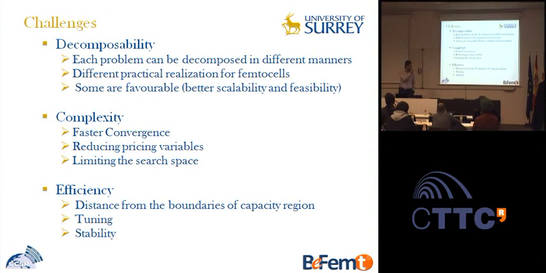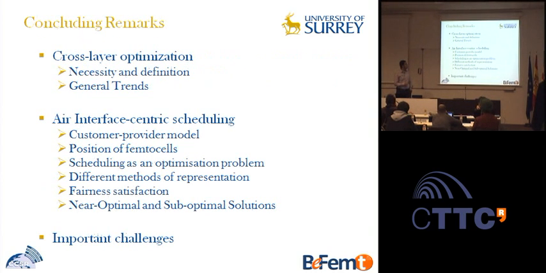And so yeah, these three different issues are quite important regarding the efficiency of the system, especially in different femtocell scenarios. So basically that was my talk about this. As the concluding remark, we talked about cross-layer optimization, about the necessity and definition and the general trends that we have got there. And then we focused on a specific form of cross-layer operations that we termed air interface centric scheduling. And we tried to understand it better by the customer-provider model.